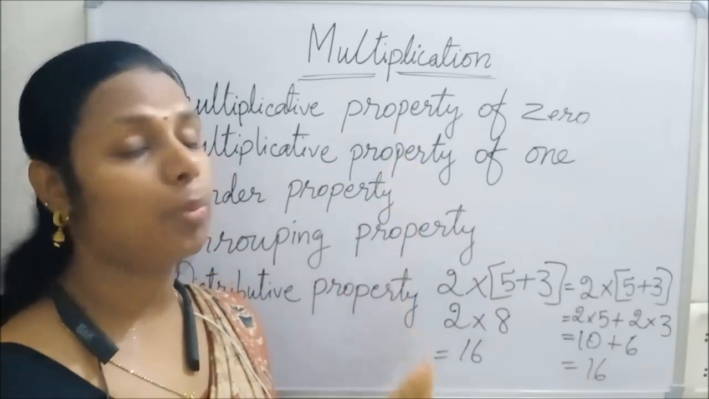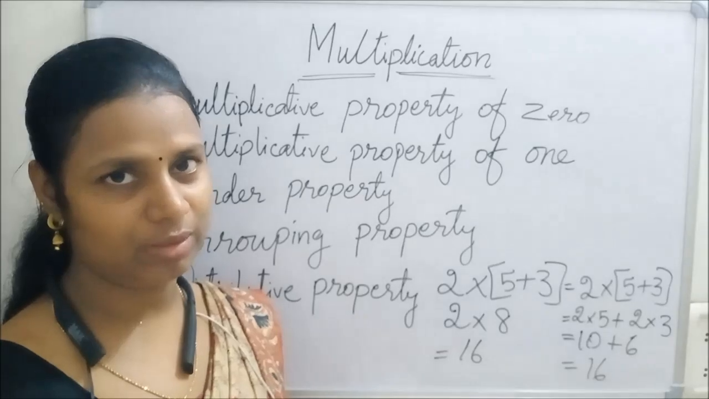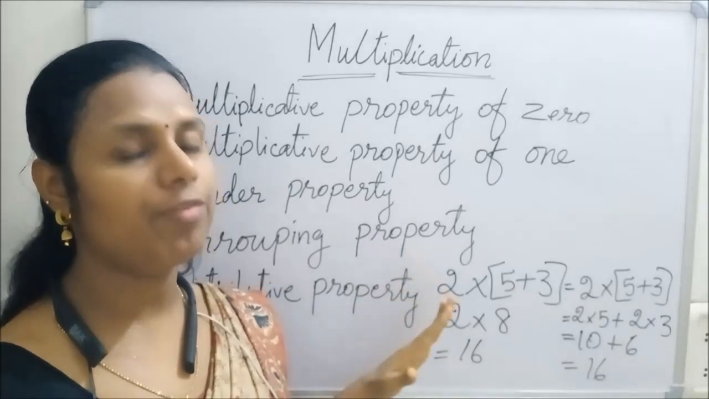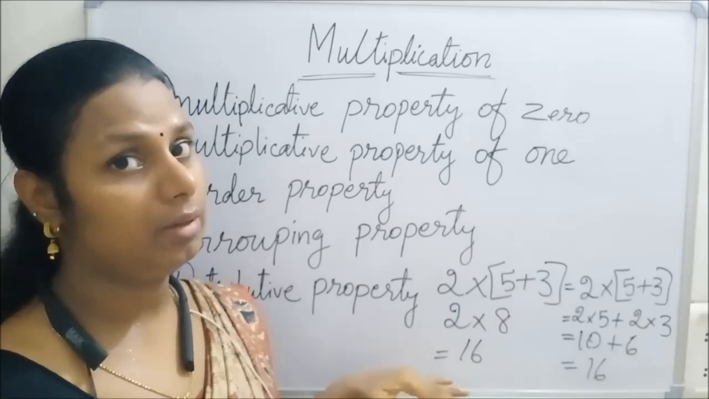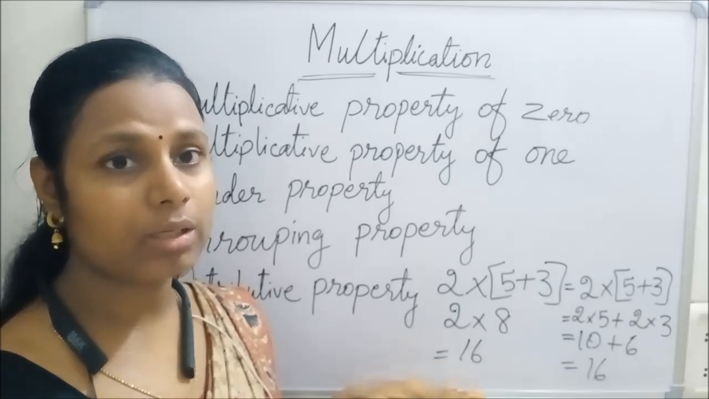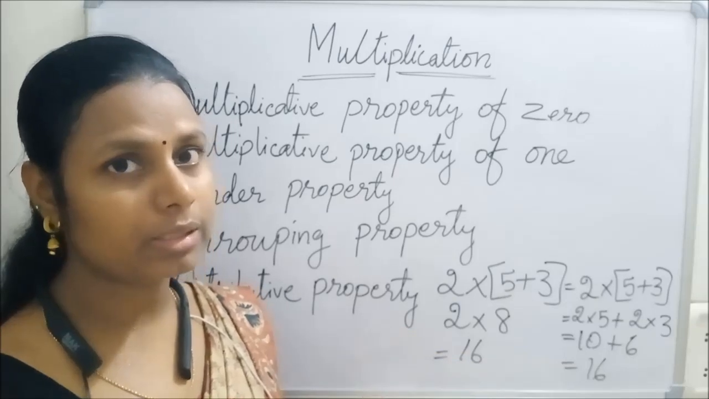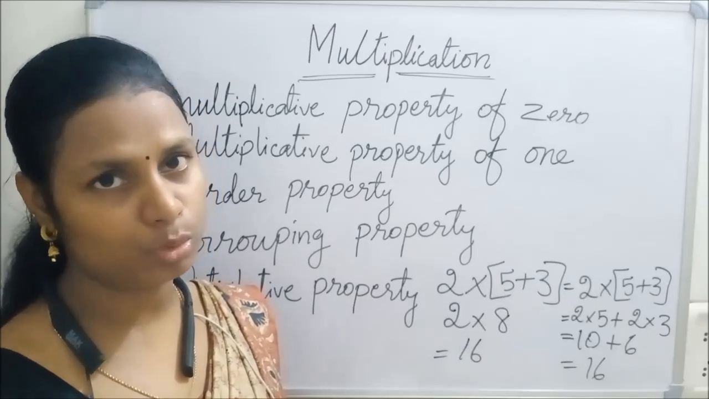These are 5 properties of multiplication. This can be used in doing the calculation in large numbers. That will be easy for us to do. Okay.